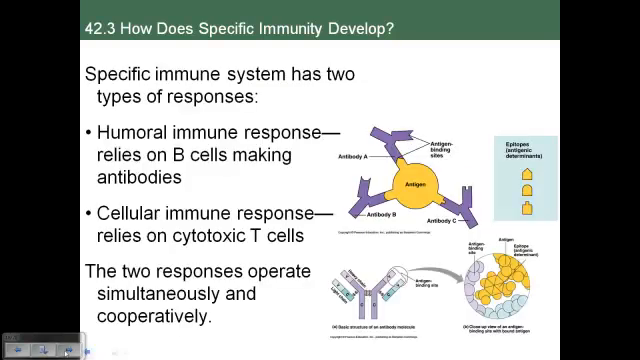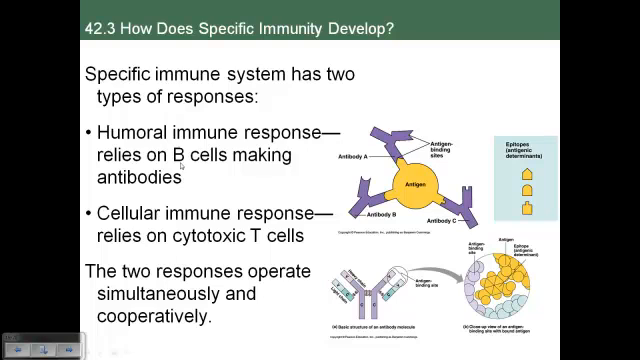Okay, there are 2 different types of responses, and understand that these 2 responses are working together, and they're working at the same time. So don't think of these as 2 separate processes. We have the humoral immune response, and the humors of the body are the fluids of the body. So B cells make antibodies, and these antibodies float around in the fluids of the body, and they're going to attack the different pathogen. And we'll have a whole lecture on how they go about doing that.